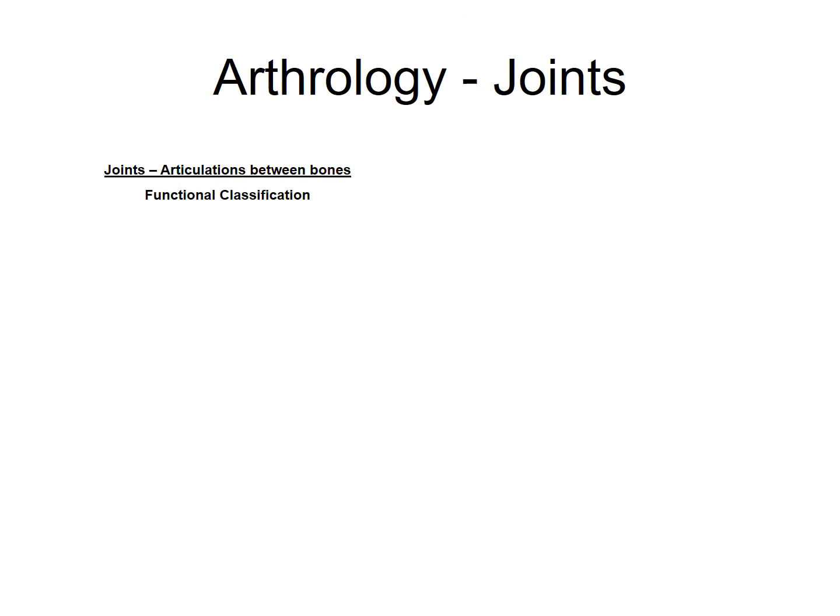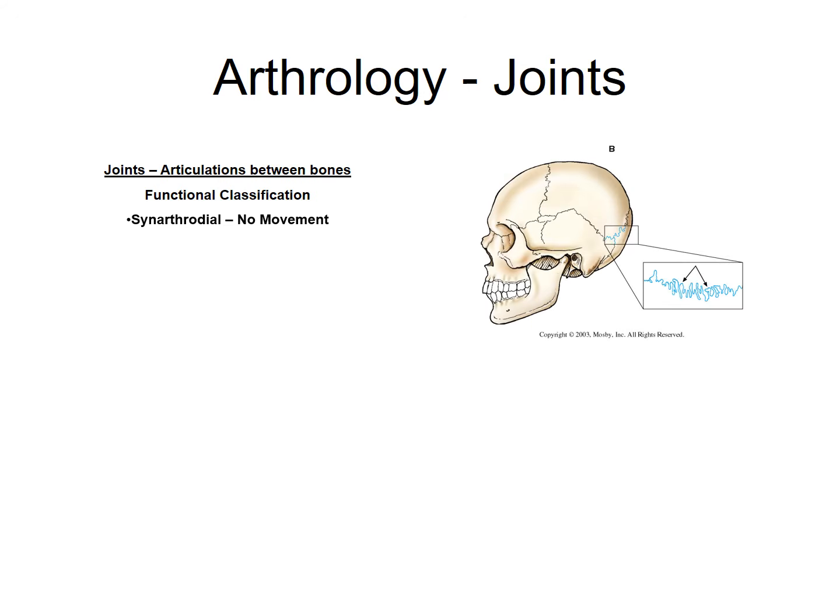And now we move to joints. Joints are the articulations between the bones, so where the bones come together. And we have functional classifications. In our skull, for example, the bones grow together, but these joints don't move. These are called synarthrodial joints. There's no movement at these joints, like the bones of the skull where they come together.